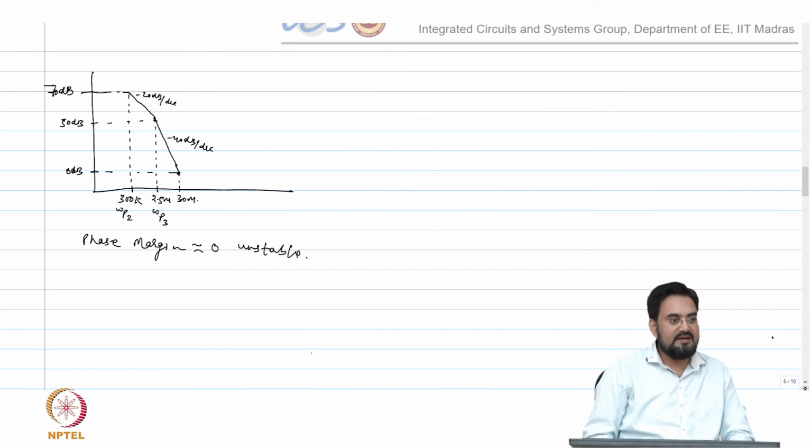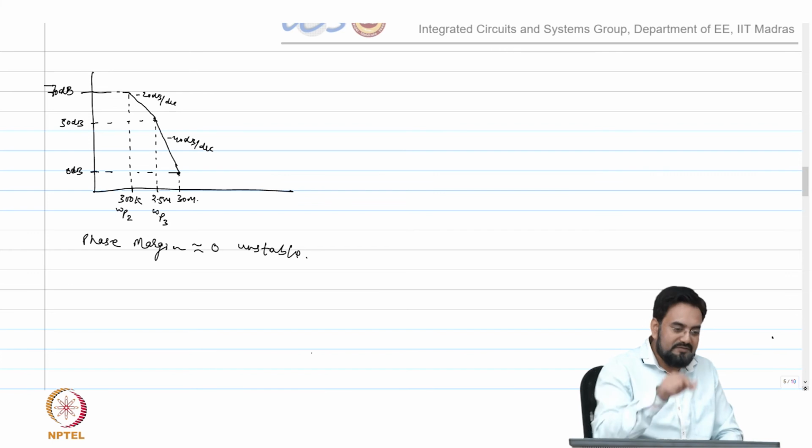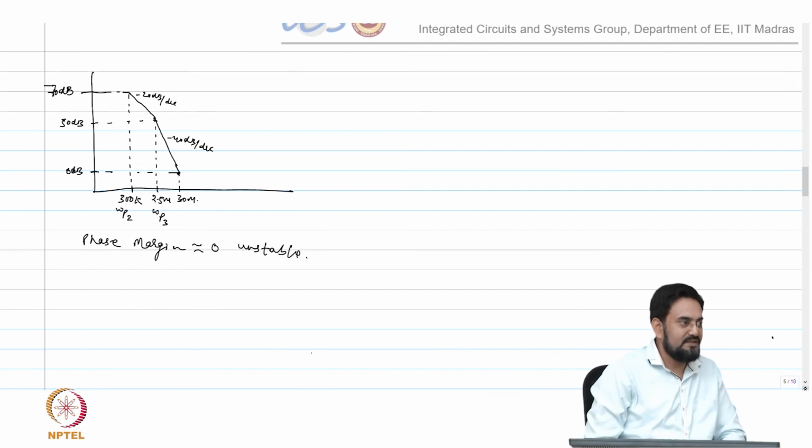You will require a very large cap, because when you compensate at the output, your worst case will be the maximum load. Correct? Because at the maximum load your R out will be very low, so you'll require a very large cap to make it dominant. But if you put the cap at omega P2, your worst case is the lightest load, because at the lightest load your output pole will be at lower frequency.